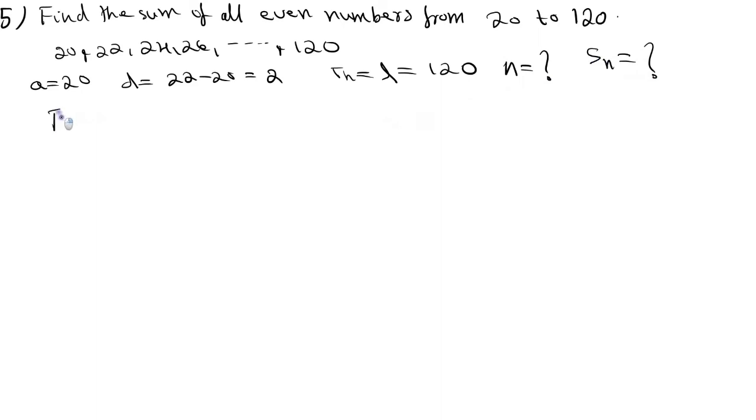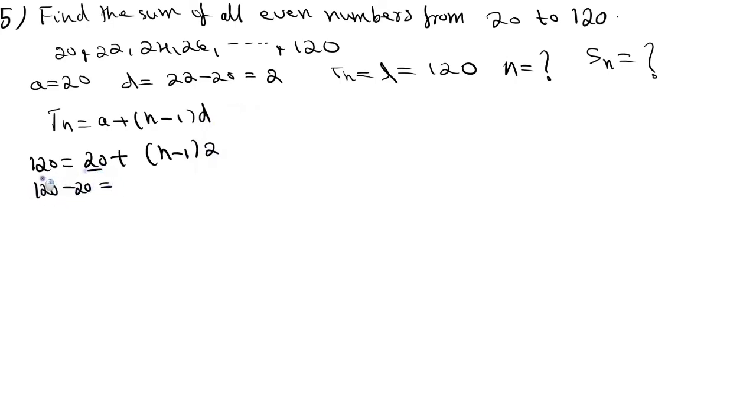First write the formula. Tn is equal to a plus n minus 1 into d. Tn, or last term, is equal to 120, a is 20, plus n minus 1 into the common difference, that is equal to 2. So taking this 20 to the left hand side, 120 minus 20 is equal to 2n minus 2.